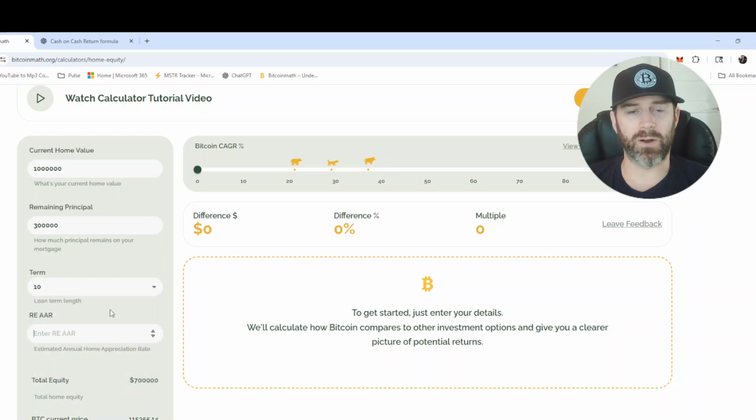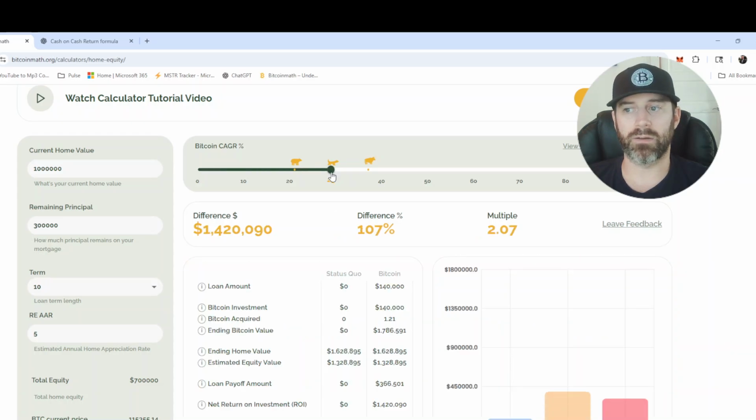And then, what do I think my home is going to appreciate each year on average? This is going to vary by region. Some see 2, 3, 4% per year. Others see 5, 6, 7. But go ahead and key in whatever metric makes sense for you. For simplicity, I'm going to say 5%. Now, the last determining input is going to be the Bitcoin compound annual growth rate percentage that we will see throughout this term. So for 10 years, I'm going to model Saylor base case, 29%.